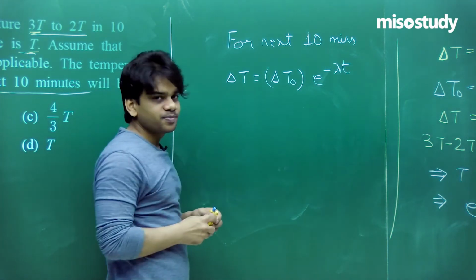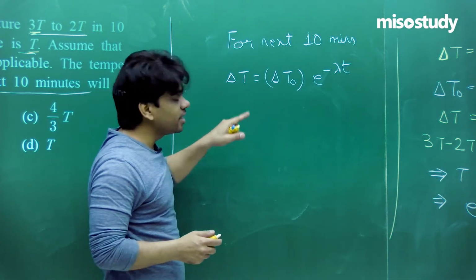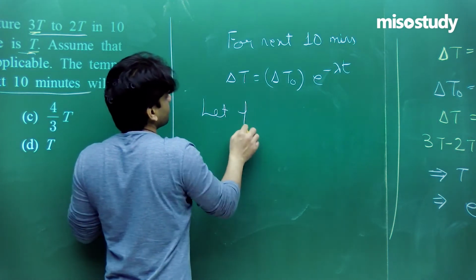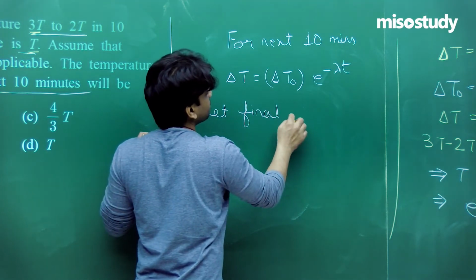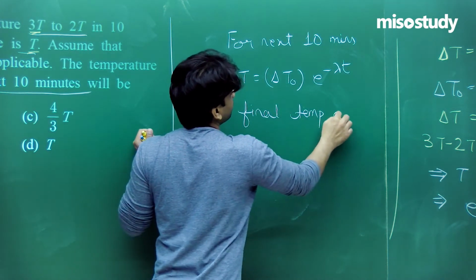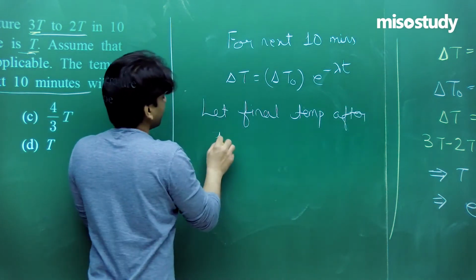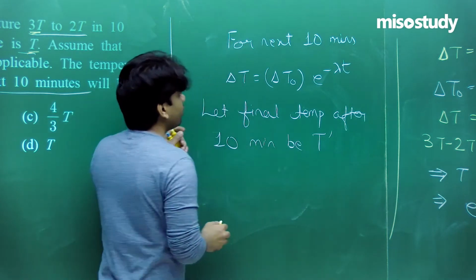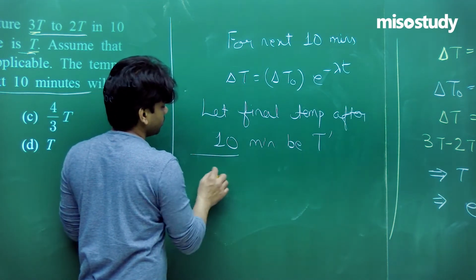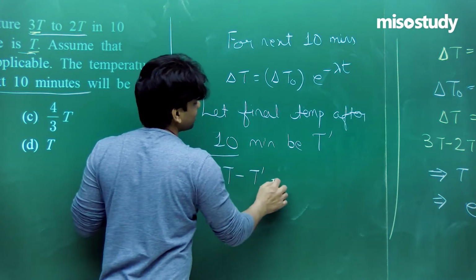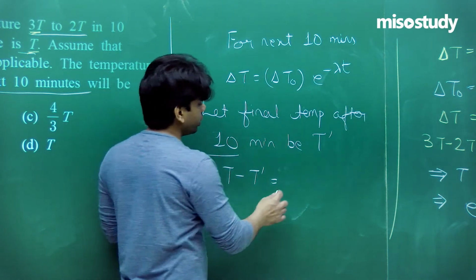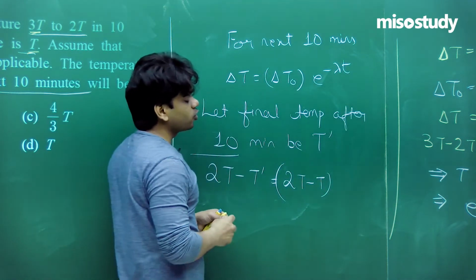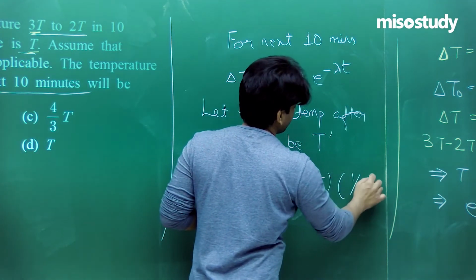Now delta T, the difference in the final temperature reached, let's say the final temperature after 10 minutes be T dash. So what we can write is delta T will be 2T minus T dash, which is equal to delta T naught, that is 2T minus T, times e to the power minus lambda T. We have evaluated that this is equal to 1 by 2. Substitute here 1 by 2.